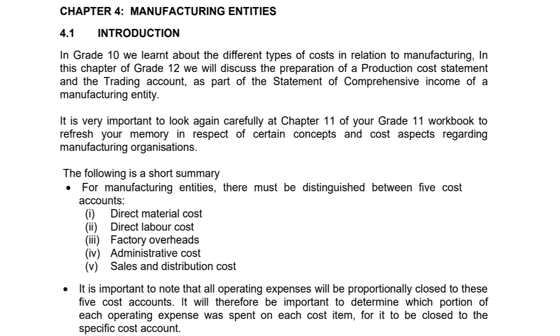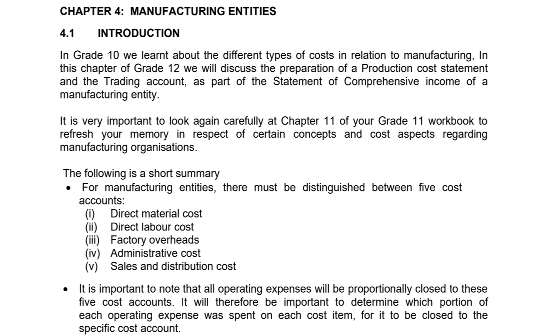It is very important to look again carefully at Chapter 11 of your grade 11 workbook to refresh your memory in respect of certain concepts and cost aspects regarding manufacturing organizations. The following is a short summary. For manufacturing entities, they must be distinguished between 5 cost accounts: your direct material cost, direct labor cost, factory overheads, administrative cost, and sales and distribution cost.